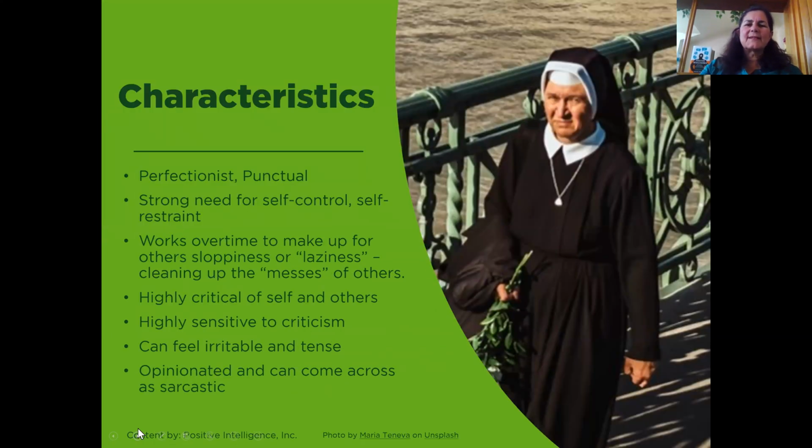So the characteristics of a Stickler saboteur: perfectionist, punctual, strong need for self-control and self-restraint, tends to work overtime to make up for others' sloppiness or laziness, cleaning up the messes of others. They get just so frustrated with people not doing things right that if someone cleaned the kitchen but left drops on the counter, they might go and wash the dishes over again after someone's done it, or do chores over again after a child hasn't done them correctly.